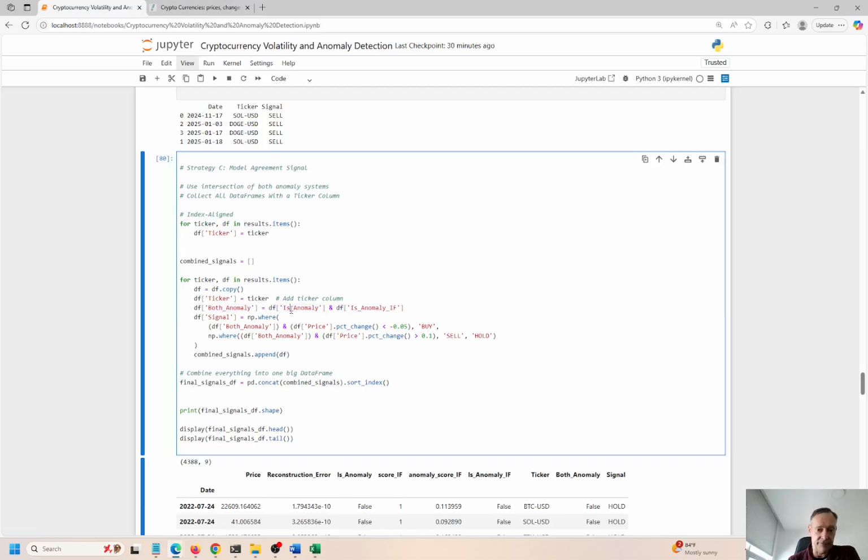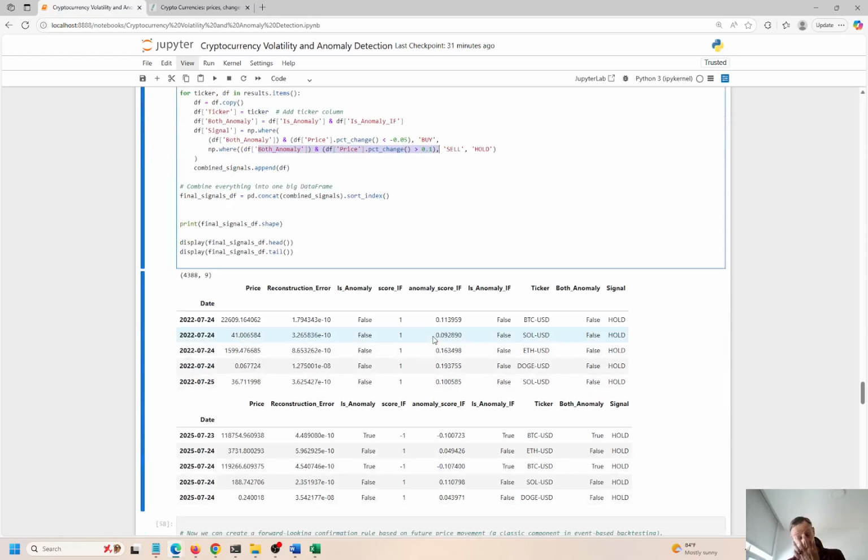for the Isolation Forest and the Autoencoder and both anomaly and price change less than 5%, buy. If both and percentage change greater than 10%, then sell, otherwise hold. So these are the trading strategies here, okay?